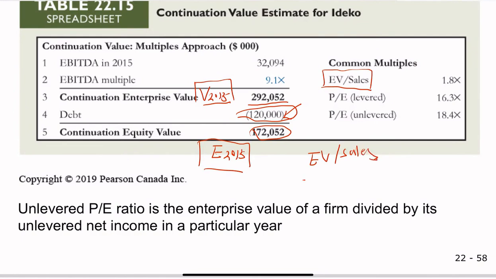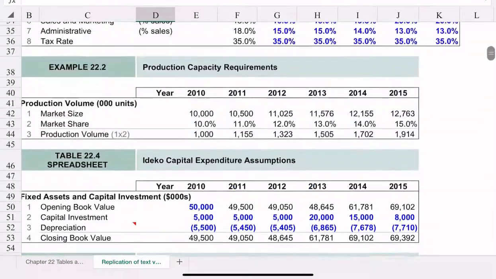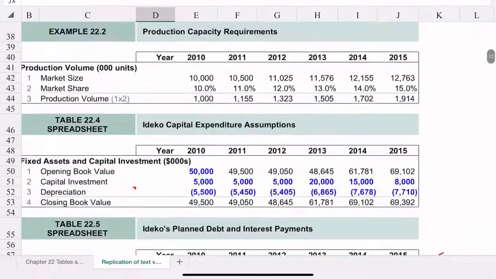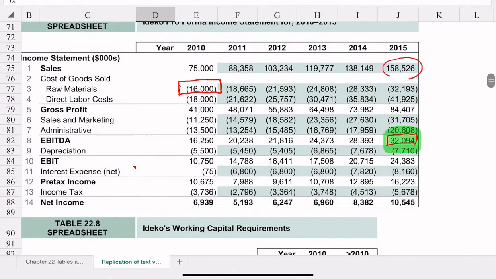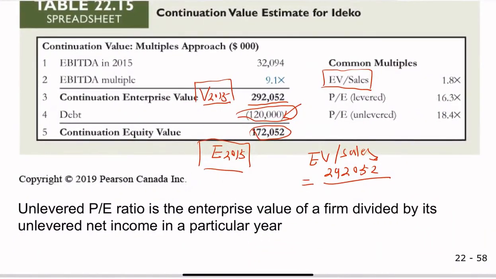So EV versus sales equals 292052 divided by sales. How do you get sales? Again, use our pro forma income statement. So you can see that sales is given by 158,526. And you can verify that you should get a number close to 1.8.